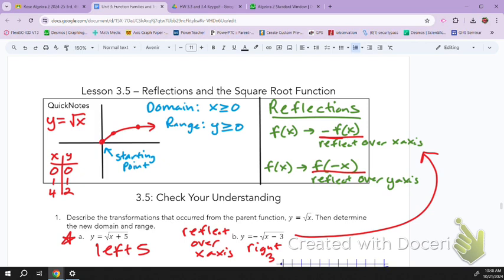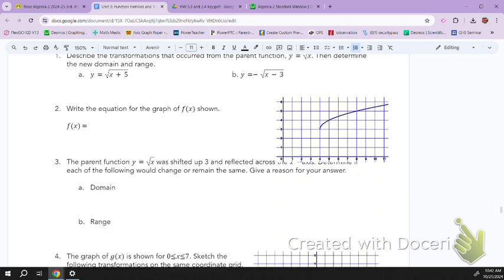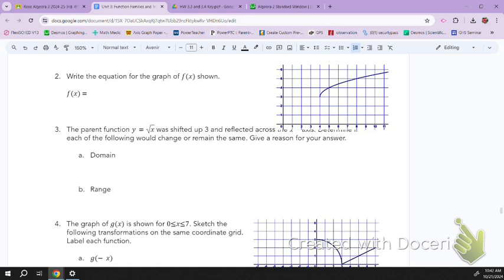Number 2 says write the equation from the graph. So now we have a graph. It's important to find that locator point. So the lowest point on the graph is at 4, 3. Remember, our original graph starts at 0, 0 and looks like this. So how would you describe it? What's happening in words? Right 4 and up 3. Good job.